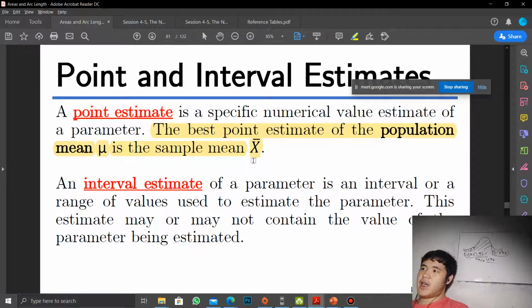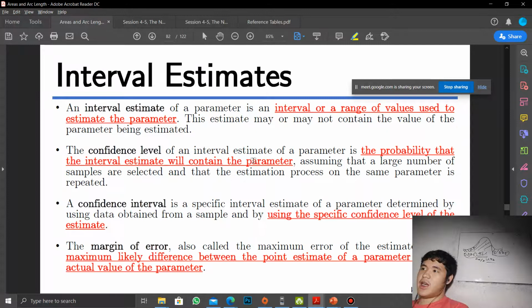For the interval estimate, it is an interval or range of values used to estimate the parameter. So, this estimate may contain the value or not. Okay? Then, we have what we call a confidence interval. Okay? Because we have confidence levels. Okay?